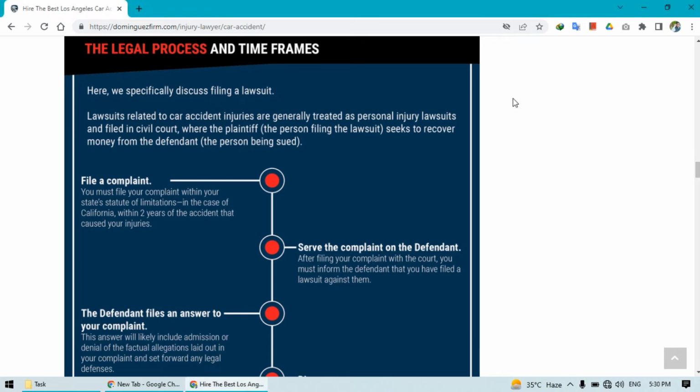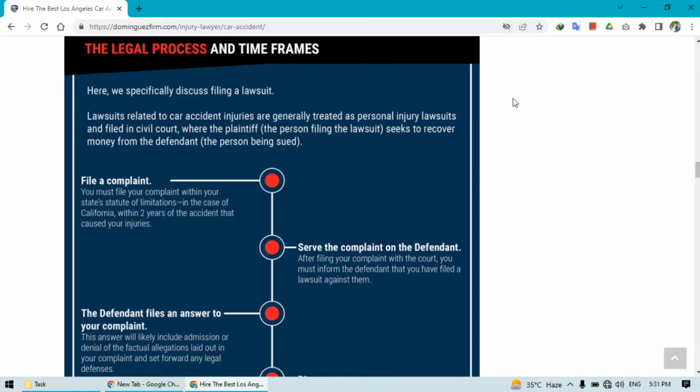Hello guys, our topic is the legal process and time frames for car accident lawyers. Here we specifically discuss filing a lawsuit. Lawsuits related to car accident injuries are generally treated as personal injury lawsuits and filed in civil court where the plaintiff, the person filing the lawsuit, seeks to recover money from the defendant, the person being sued.